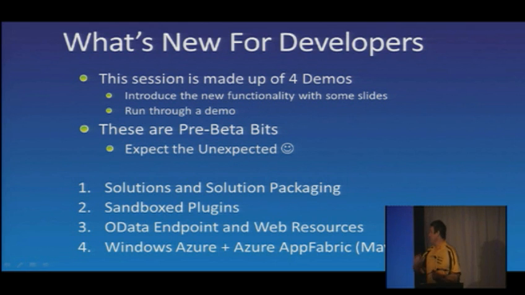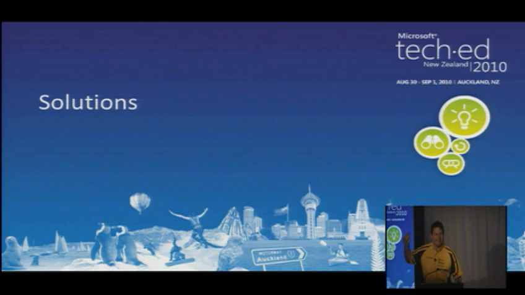We're going to talk a bit about solutions and solution packaging. We're going to talk about sandbox plugins. We're going to talk about role-based UIs and field-level security. We're going to talk about the OData endpoint, web resources, and how to consume them with HTML and jQuery. And we're finally going to talk about Windows Azure and Azure AppFabric, maybe based on time and the fact that we know the bits that we've got there don't work at the moment. Sound exciting? Fizzing. Right, let's start with solutions.